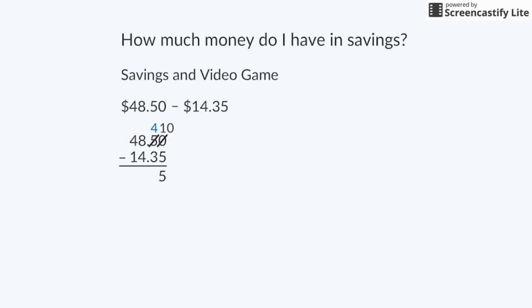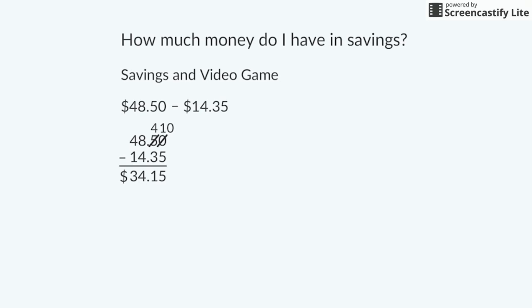In the tenths place, 4 minus 3 equals 1. I'll write 1 in the tenths place in the difference. In the ones place, 8 minus 4 equals 4. So, I'll write 4 in the ones place in the difference. In the tens place, I subtract 4 minus 1, which equals 3. I'll write 3 in the tens place in the difference. That gives me $34.15.